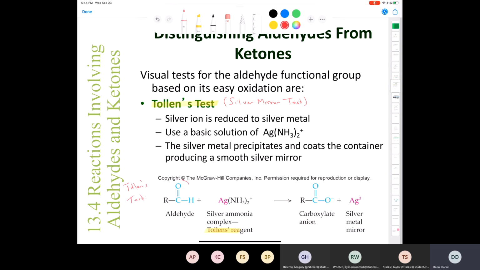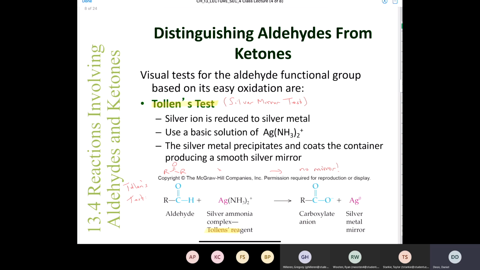If you have an aldehyde, you're going to end up with a silver mirror. If you try the same test with a ketone, which is not shown here, you get no mirror. You will not see any kind of silver mirror. So this is a proof positive. If you get that silver mirror, you can say, I might not know the entire structure of the compound, but I know it's got an aldehyde in it.